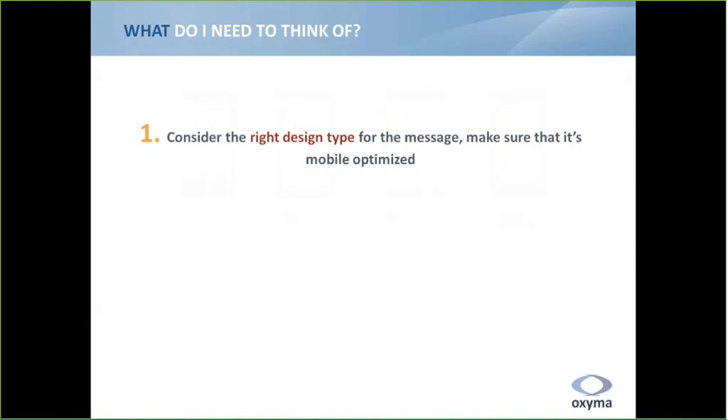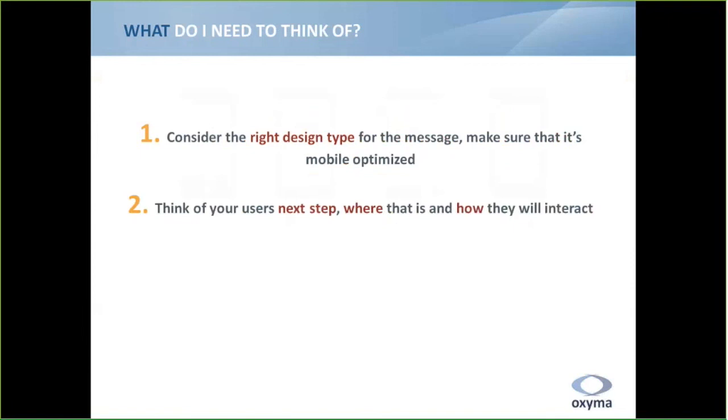So what do you need to think of? What do you need to take away from this presentation? Well, first, obviously, you're going to need to consider the right type of design for the message and make sure that it's optimized. So, it doesn't matter which version of design apart from text you choose. If you consider the right one for the message and make sure that it's used, you'll definitely get a better interaction than if the email isn't created mobile optimized.